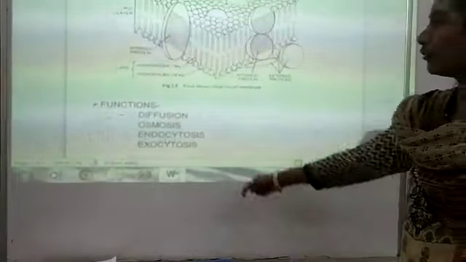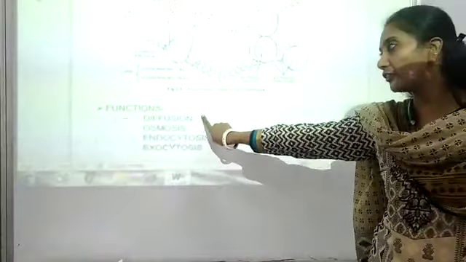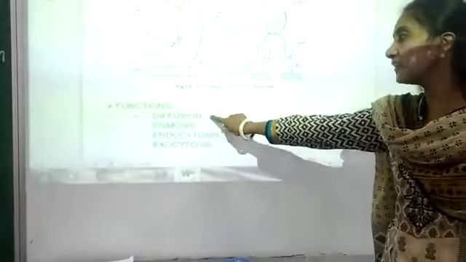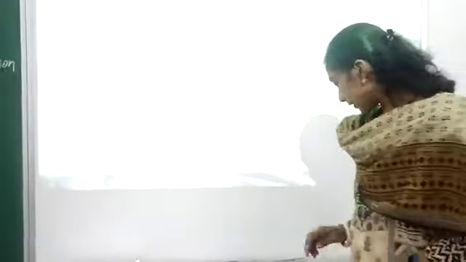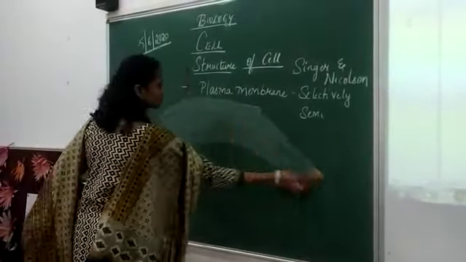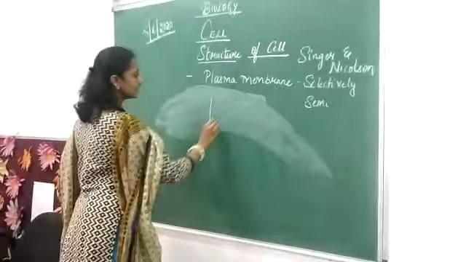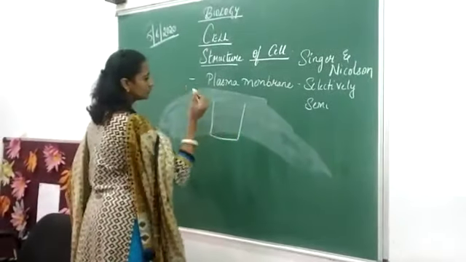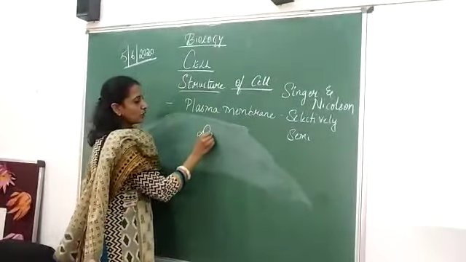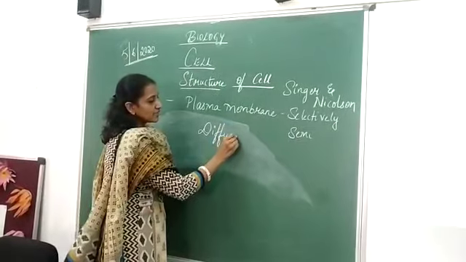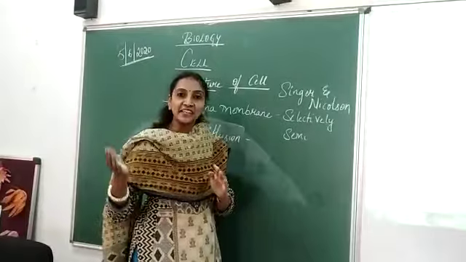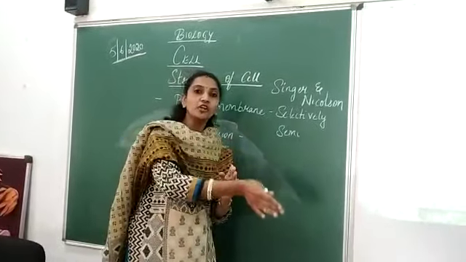The plasma membrane has four important functions: diffusion, osmosis, endocytosis and exocytosis. So what is diffusion? Let me help you understand with a simple experiment. Imagine, children, that we have kept a cell here. First, what is diffusion? Diffusion is the movement of particles from a region of higher concentration to a region of lower concentration.